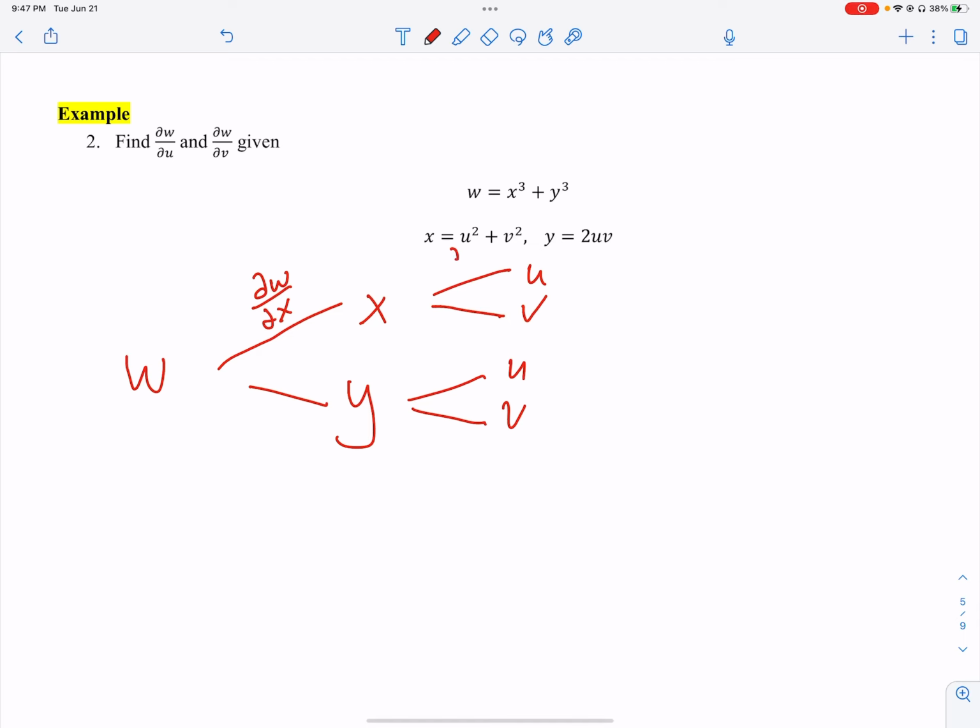This makes sense here too that I have to have partials because I have to choose. That one I have u on the top, or with respect to u. This one I'm going to have respect to v. Now the second branch is partial of w with respect to y. And then I have the partial of y with respect to u, and the partial of y with respect to v. I have to have both choices.